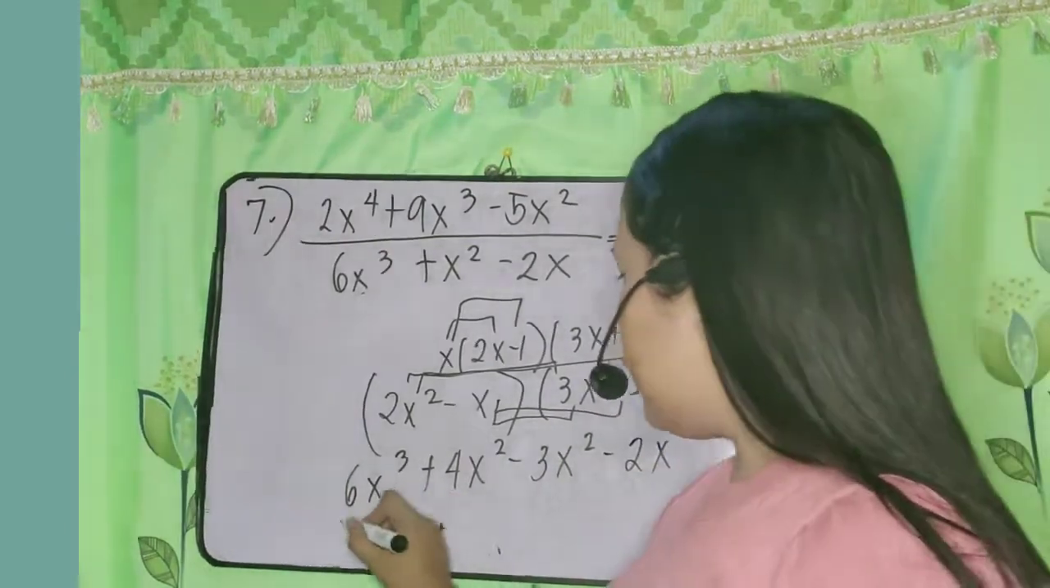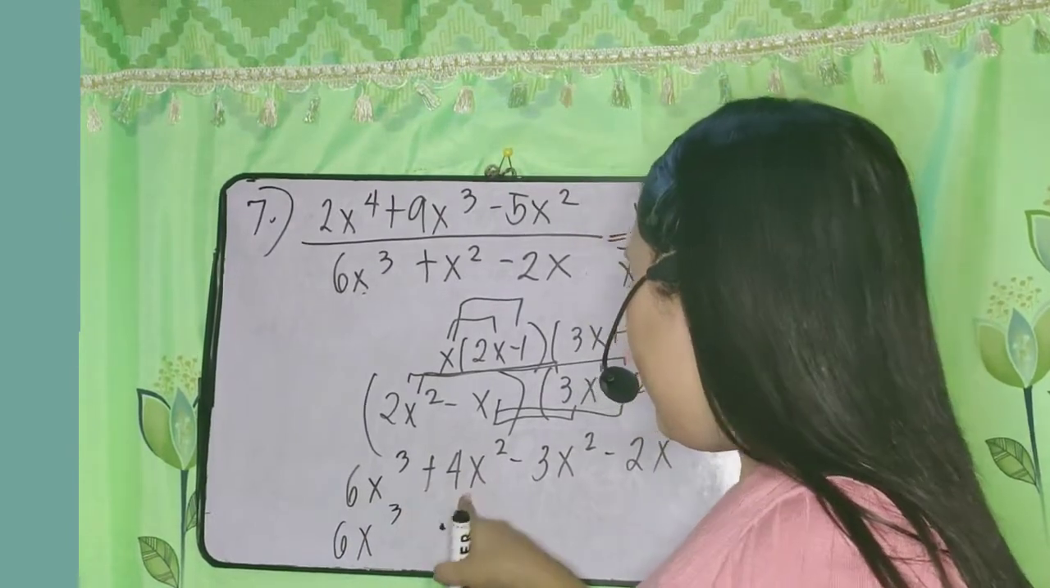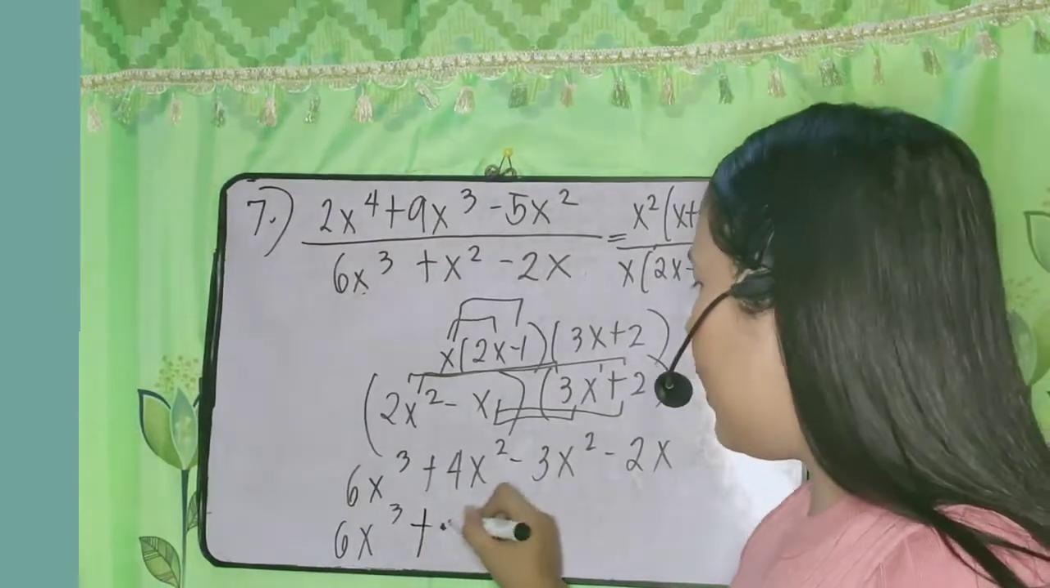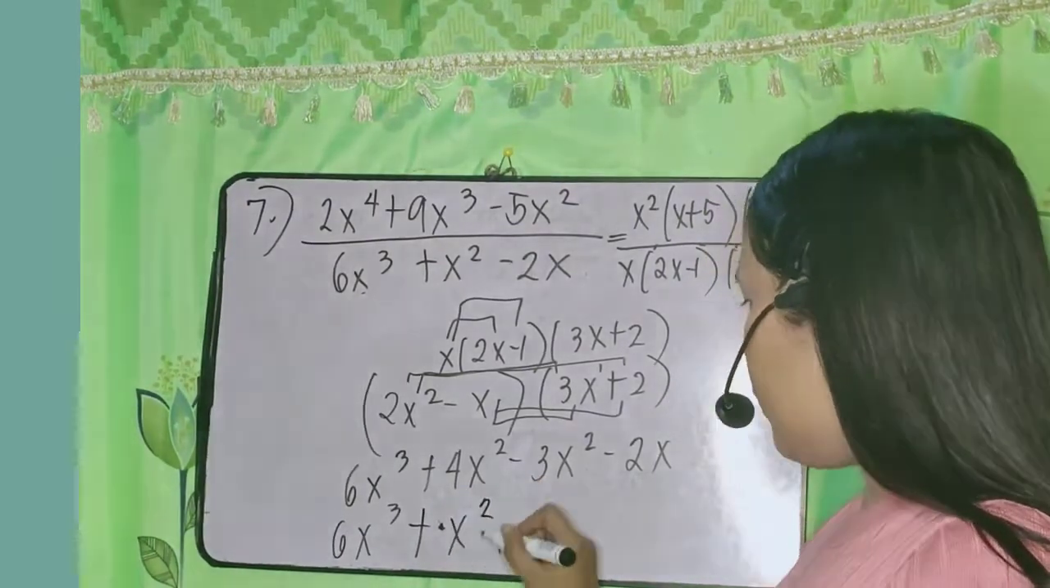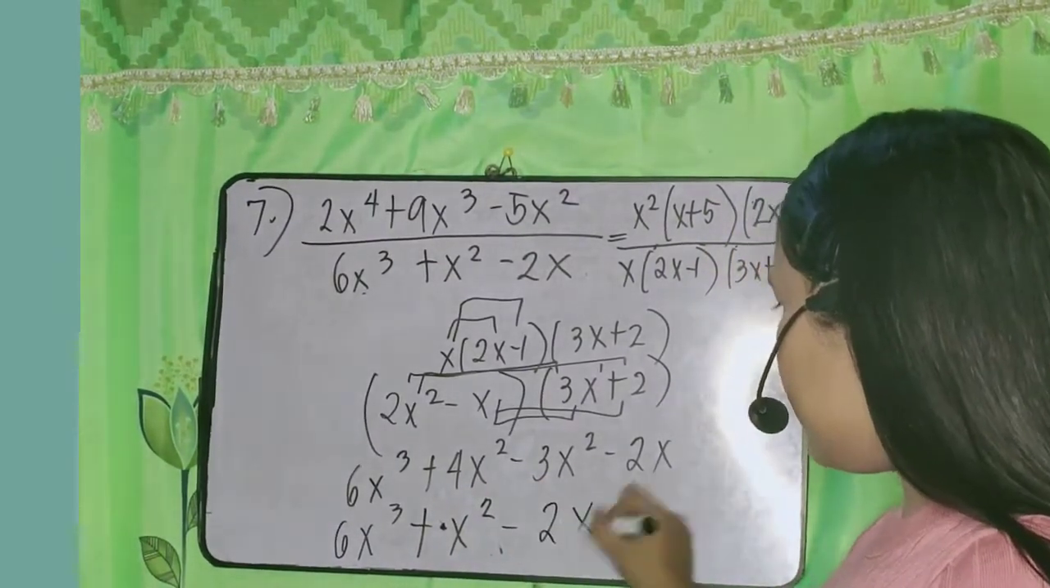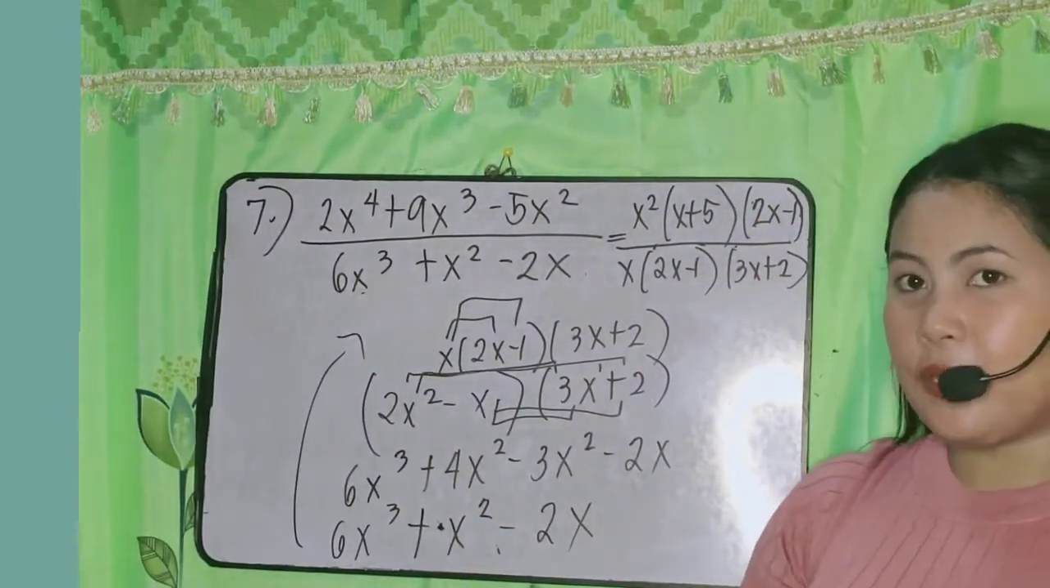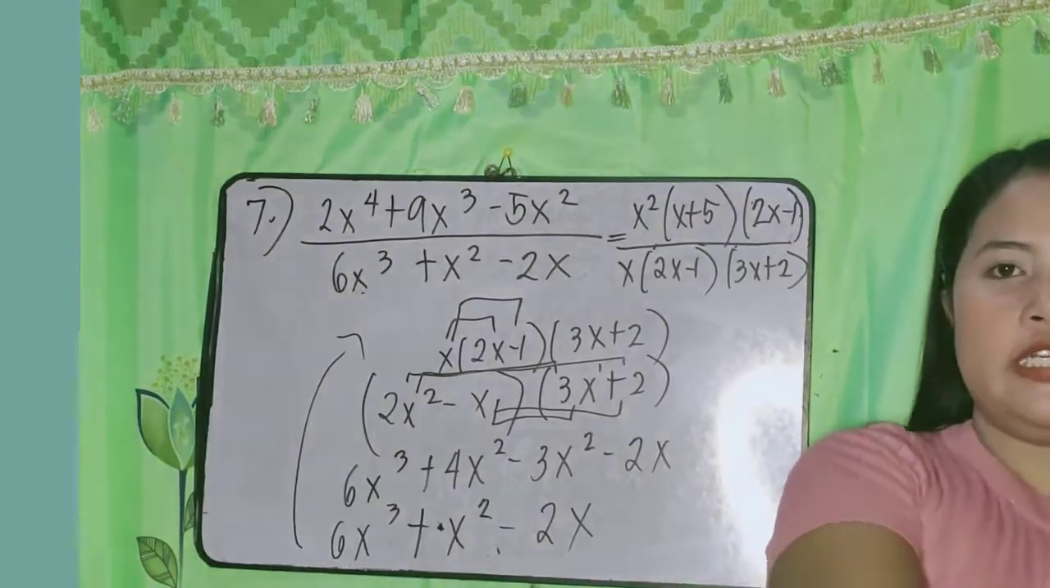Then, simplify. So, copy 6x cubed. And then, 4x squared minus 3x squared, or 4 minus 3, of course, 1 na lang po siya. So, copy x squared. So, natira na lang po. Then, 2x. So, question, sakto po ba siya dito sa denominator natin? Okay, so sakto po. As a meaning, our factor is correct.